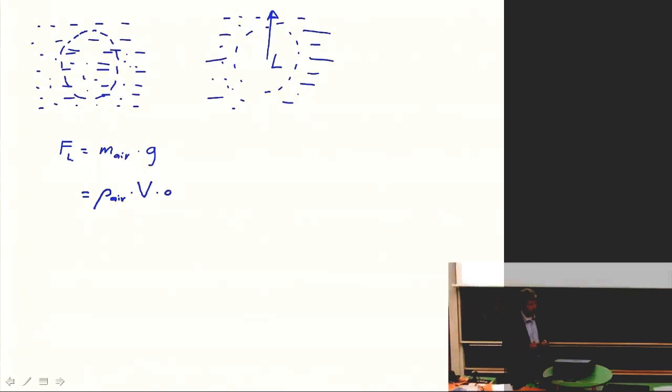So the force would be the mass of the air times the gravity acceleration. And the mass of the air is, of course, equal to rho, the density of the air, times the volume that we've taken out, times g. So this is the maximum lift we could get out of the atmosphere using this principle of this volume. But of course, in return, we get the weight of the balloon, or the gas that we have used in the balloon. And so the net lift would be less.